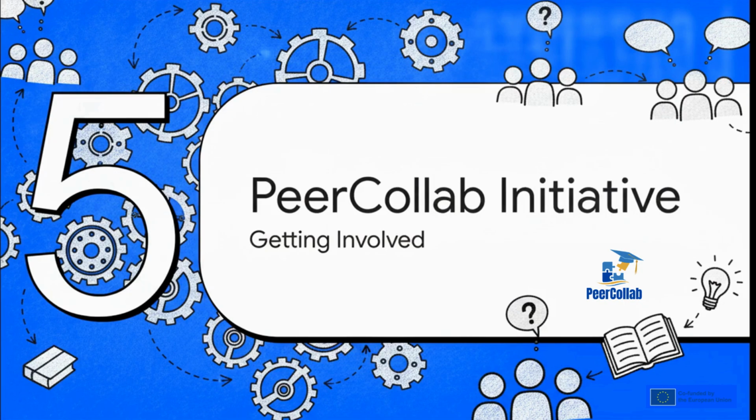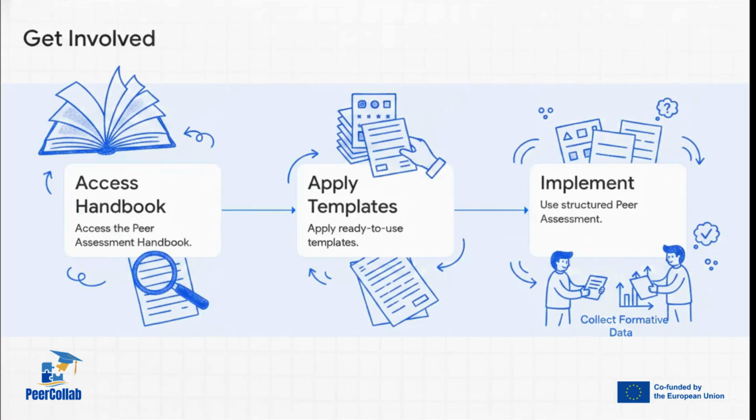Section 5. The PeerCollab Initiative. Getting involved. Now, if this explainer has sparked some ideas for your own classroom, the source material actually gives us a concrete 3-step roadmap to take this further. Step 1, you can access their Peer Assessment Handbook, which dives super deep into all these methodologies. Step 2, apply their ready-to-use templates. Seriously, you do not have to reinvent the wheel here. These pre-built tools will save you hours of weekend lesson planning.